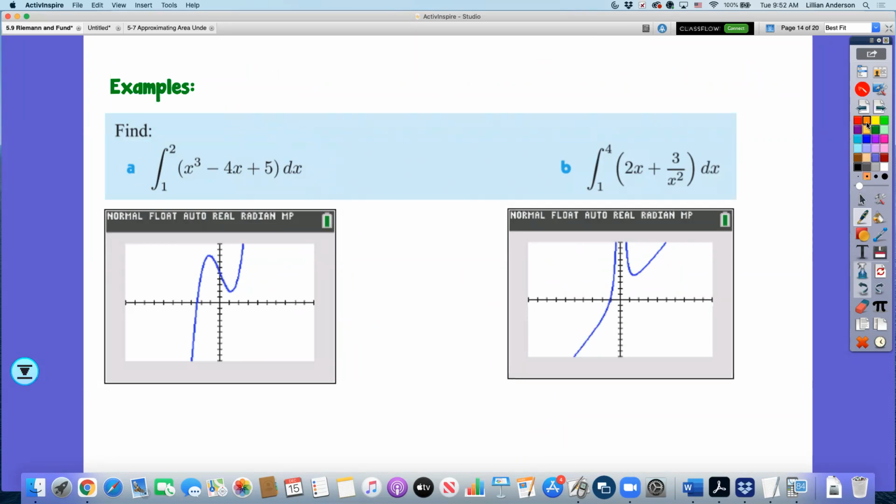Here's some that are a little bit more involved, okay? The integral from 1 to 2 of x to the third minus 4x plus 5 dx. I attach the graph of both of these. Remember, when you do the definite integral, you're finding the area underneath the curve between those two x values and the x-axis. So essentially, this is what you're finding. That little bit of space, okay?